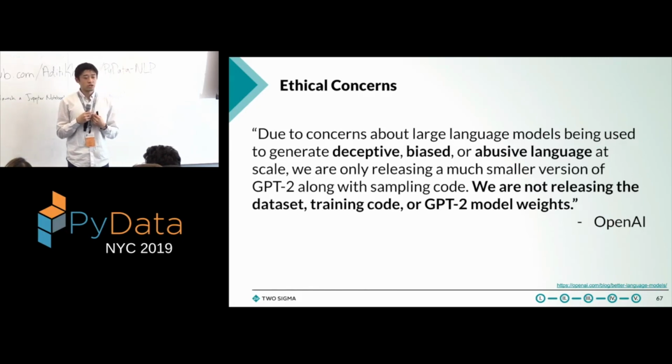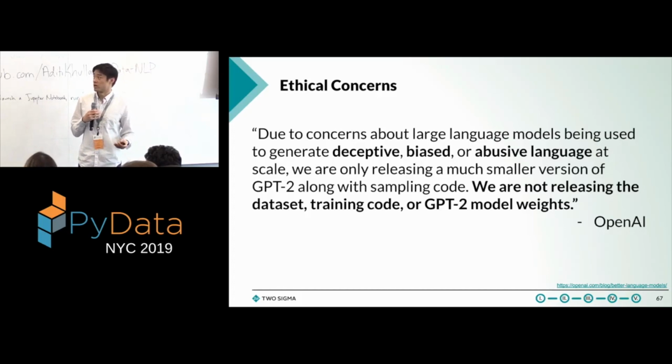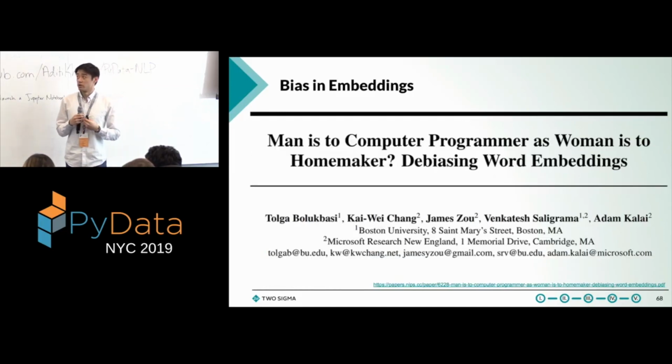Another quick thing is on the ethical concerns around developing these models, and I think I touched upon it in the earlier session as well. Here's an example: OpenAI created this pretty powerful language model called GPT-2, but they actually decided not to release the model to the public because they were afraid it would be used for deceptive, biased, or abusive applications.